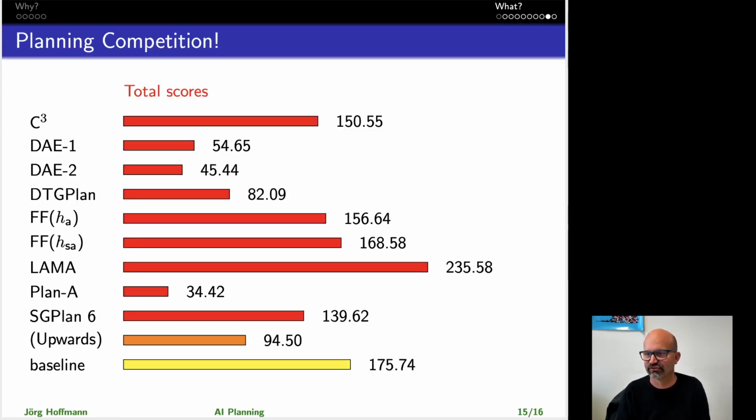When you're faster than the others, you get points. The more points you have, well, the more likely you are to win. And there will actually be a small prize for the winner.